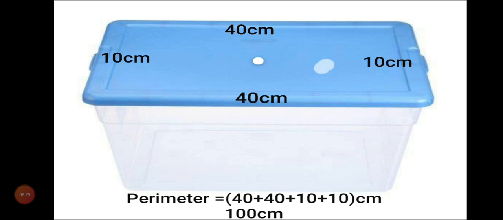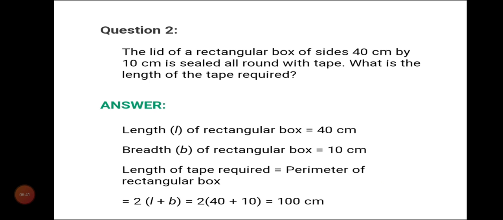So now how to find out the perimeter of this box? Perimeter is equal to, just add all the four sides. Dear students, as it is a rectangular box, you can use the formula also. What is that formula? Here you can see in the solution, 2 into (L plus B). Just see the last line.